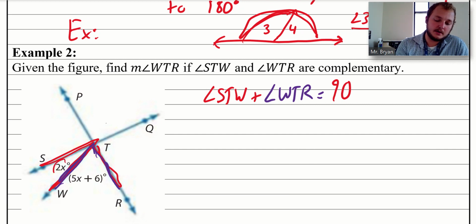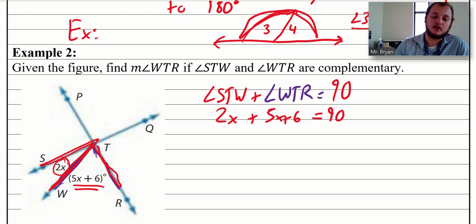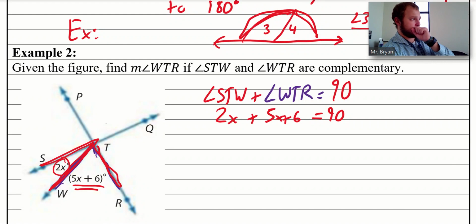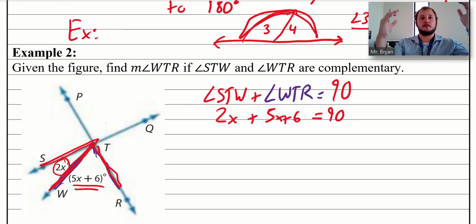I look at the picture, I see that's 2x right here, or 2x degrees. Okay, plus the measure of angle WTR, we're told right there that is 5x plus 6. And we know the whole thing equals 90. This is how you want to get in the habit of setting up these equations. What information do I know? What are the names of them? And then just plug in your variables. And then from here, it's just using your algebra skills.